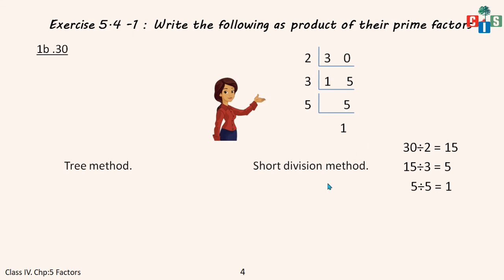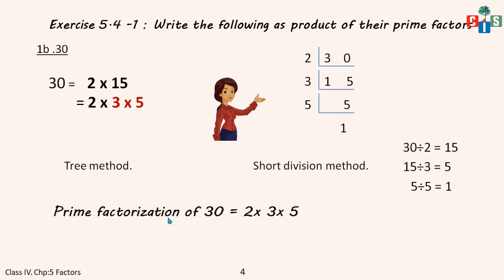Now let's solve the same sum by the tree method. So I have 30. 2 multiplied by 15 will give me 30. Then 15 I will break down as 3 multiplied by 5. Now further breaking down is not possible because 2, 3 and 5 are all prime factors. So we got what we wanted, prime factors. So my sum is complete here. And the final answer: the prime factorization of 30 will be 2 multiplied by 3 multiplied by 5.